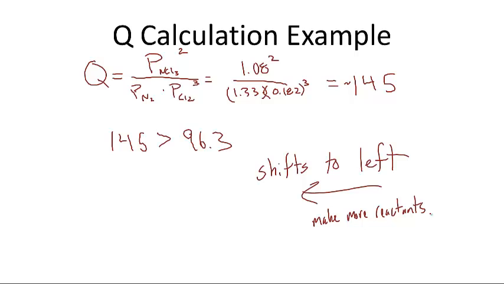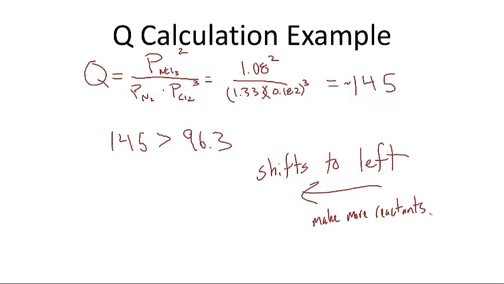If your numerator is too big, you have too much product. If your denominator is too big, you have too much reactant. I think it's easier to think about it that way than it is to actually memorize, like, oh, if Q is greater than K. Okay.